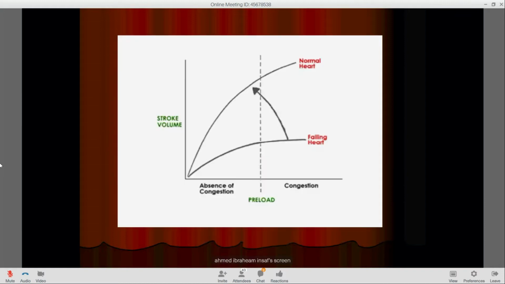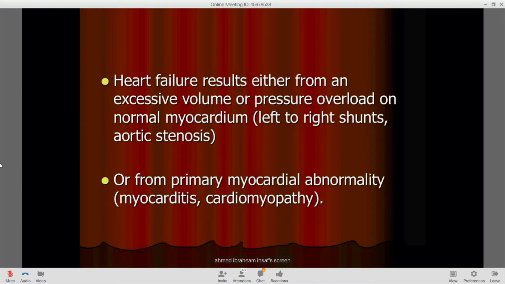It is a failing heart when it cannot maintain good circulation. Heart failure can arise either from excessive volume on the heart or excessive pressure on the normal myocardium. So this is mainly excessive volume or excessive pressure on the normal myocardium, such as left-to-right shunt or aortic stenosis, resulting in either volume overload or pressure overload, or from myocardial abnormalities.